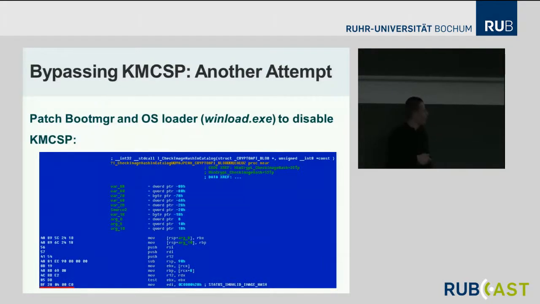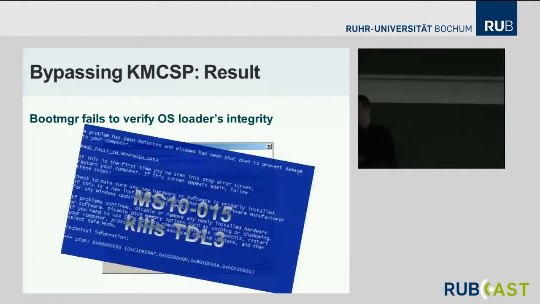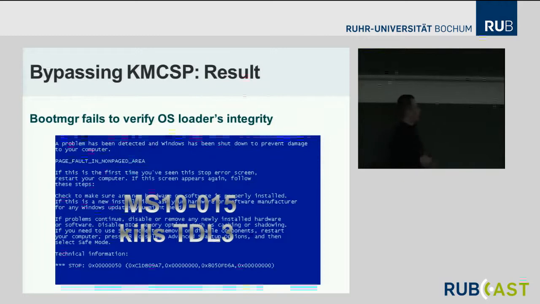For instance, we can see here a disassembly of check image hash in catalog, which verifies integrity of the critical system module. And by default, it returns this value, status invalid image hash. After patching, it will return no error code. But this approach doesn't seem to be working well, and as a result, the system is broken. Each time the system boots on the infected machine, the user is shown a startup repair message. We can notice that the same thing happened with TDL3 after Microsoft released an update concerning the kernel, and all the machines infected with TDL3 were put in the blue screen of death.